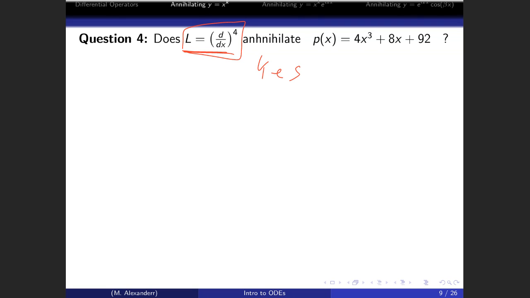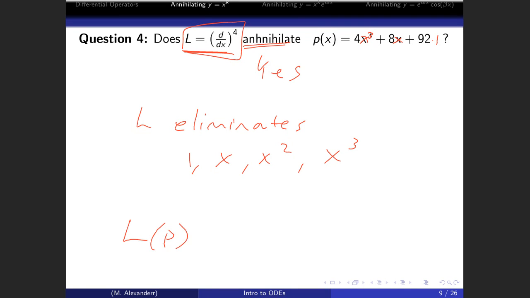The reason is because L eliminates. I usually say eliminates, but technically we should say annihilates. So the L operator eliminates the functions 1, x, x squared, and also x to the third power. Notice that technically this is what we have: a 1, an x, and an x to the 3. So we have a linear combination of the 1, the x, and the x to the 3. Therefore, when you apply L to the p function that's given above, this will be equal to 0.